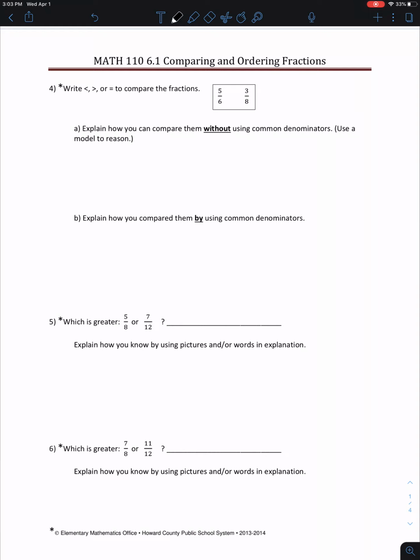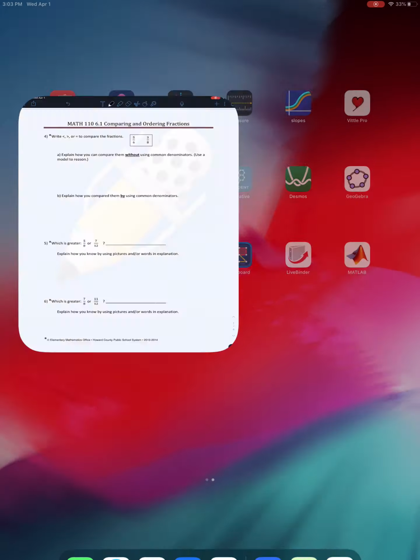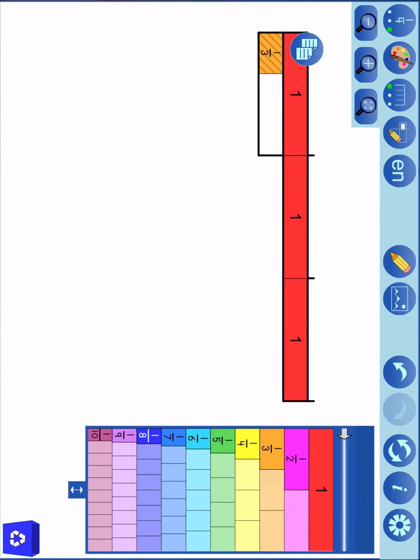So again, here's a nice one for number 4, where the number strips come in handy. It's saying to compare without using common denominators, which one of these guys is bigger. Just looking at 5/6 and 3/8, I might not have any idea at all which one's bigger. So what I'd want to do is either graph them on a number line, or use the number strips, which is a nice, cool way to do it. So let's do the number strips, since we've got the app.